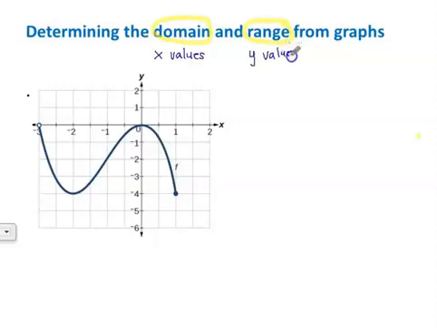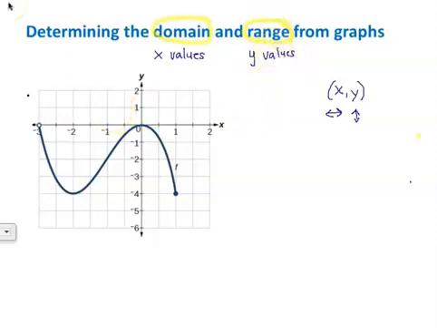A quick reminder, when we plot points, we always plot the x coordinate first, followed by the y coordinate. Remember, your x coordinate tells you if you're going left or right, where the y coordinate is telling you if you're going up and down. So we are going to look at graphs and determine all of our possible x values, or our domain, and we can also tell somebody all of our possible y values, or the range.